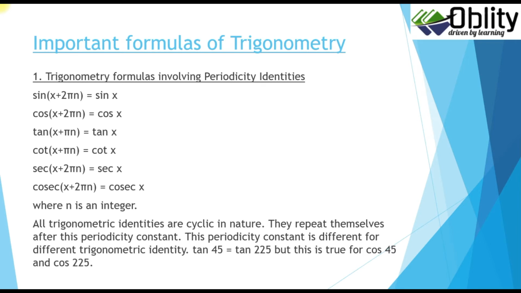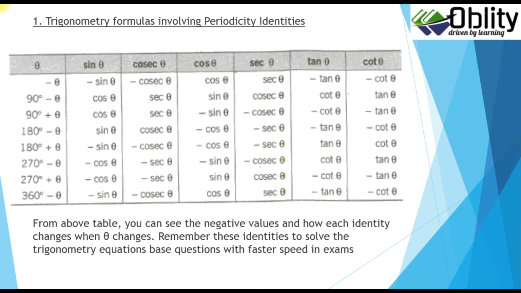You can refer to the cos and sine chart of my previous video, where the waveform repeats itself after 90 or 180 degrees and gives negative values between 180 to 360 degrees for sine values and negative values between 90 to 270 degrees for cos values. From the above table, you can see the negative values and how each identity changes when theta changes. Remember these identities to solve trigonometry equation-based questions with faster speed in exams.